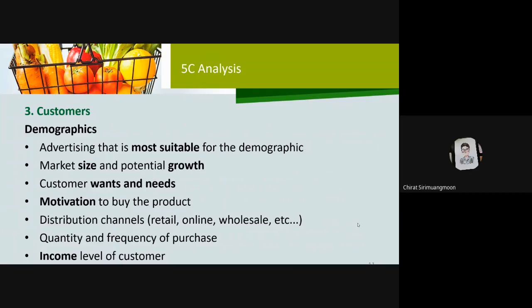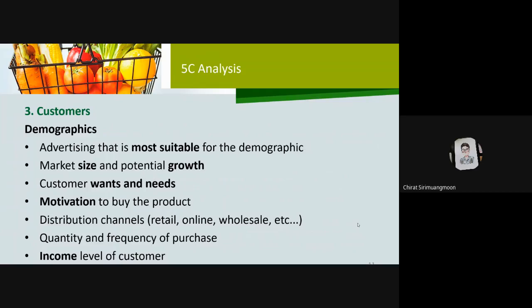Then you need to know the consumer needs and wants. This is very important because this is the first thing that consumers need to realize. You need to have that information, and also the process of selection. Then motivations to buy the products. You need to understand why your consumers select these products instead of other products. They have some reason behind it. This is your job, the marketing job, to find that answer.